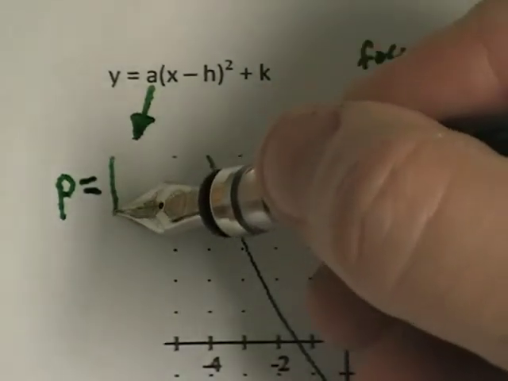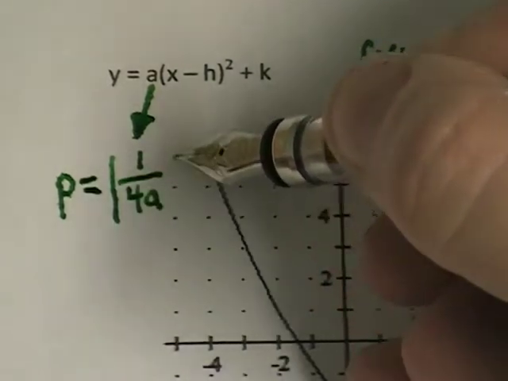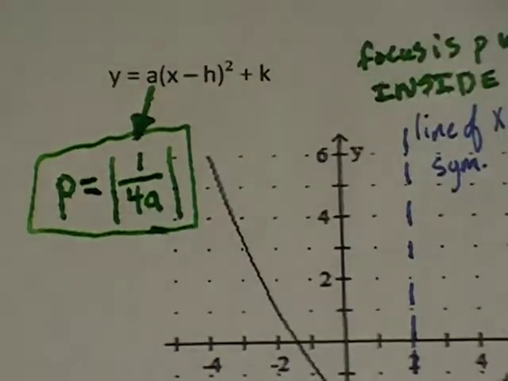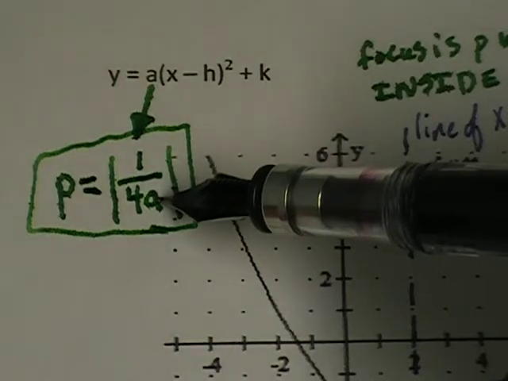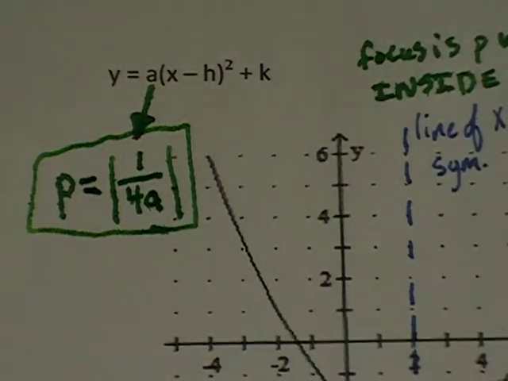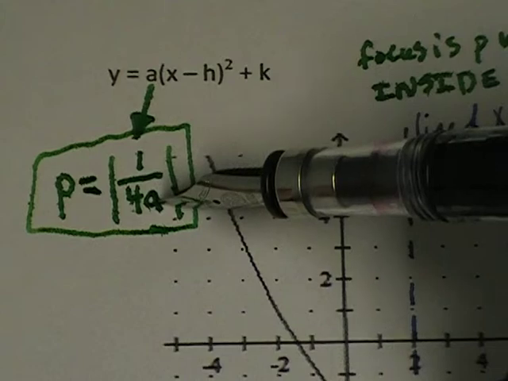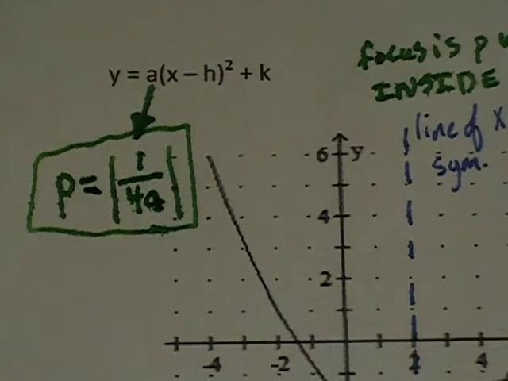P is equal to the absolute value of 1 over 4a. And so if I know A is, let's say 2, 4 times 2 is 8. P is 1/8. Okay, so very, very, very small P-value. What if A was 1/4? Well, 4 times 1/4 is 1, and 1 over 1 would be 1, so P would be 1. Okay, so that's how we find this.